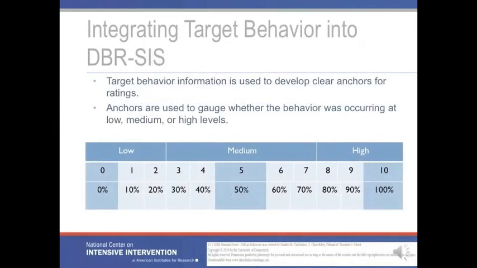It is probably useful to see how to develop anchors for the data points. As you can see, the 10 points on the scale can be divided into low, medium, and high categories. These categories can be thought of as either frequency counts, such as the behavior occurring 3 or 8 times during an observation period, or the categories can be thought of as percentage of time, such as the student was paying attention for 40% of the class period.